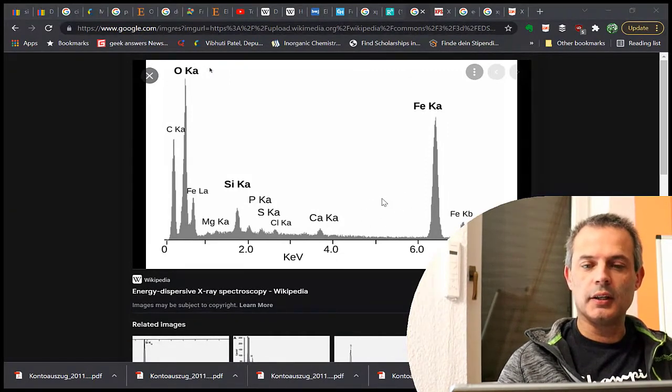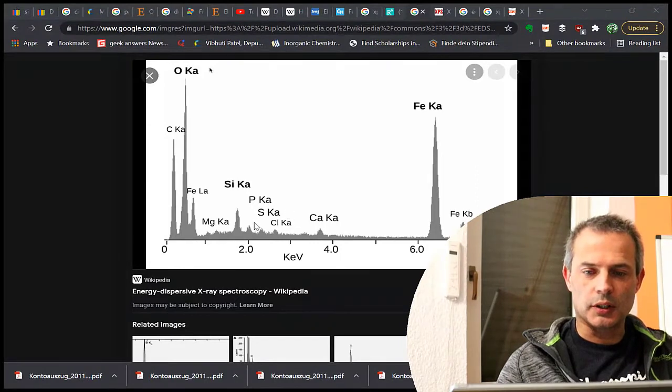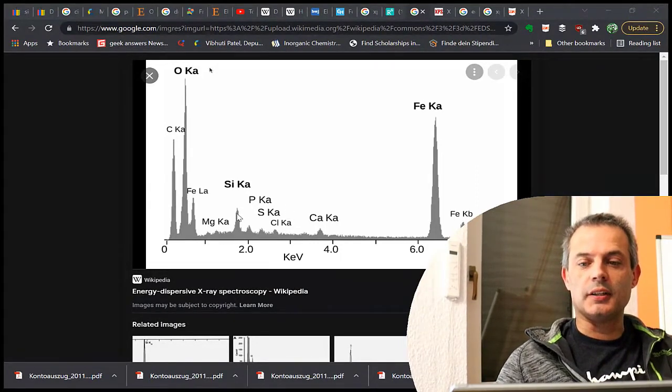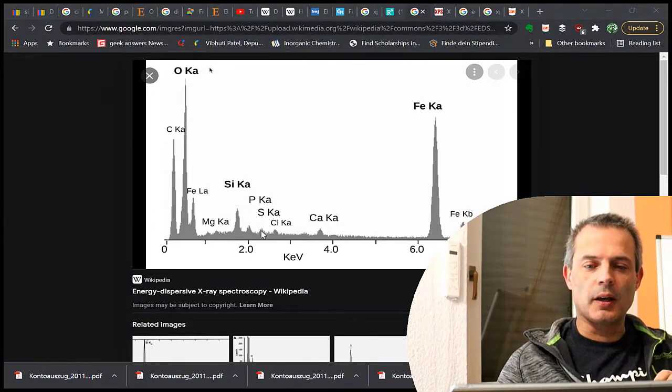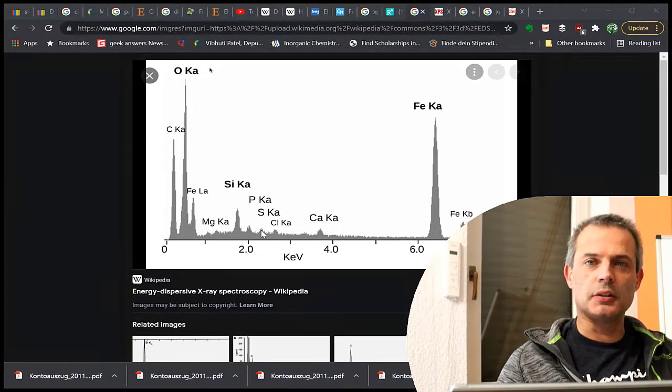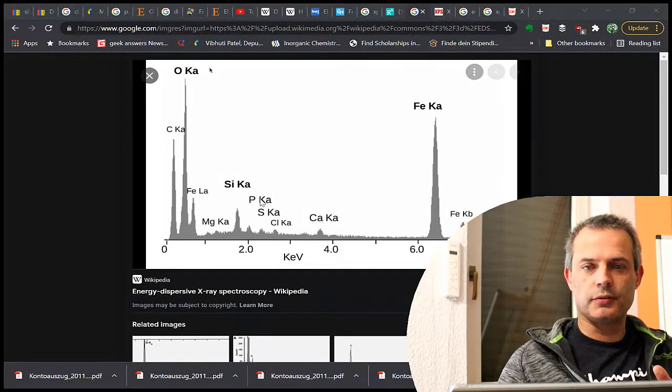The silicon here is nicely away from the other things, so that's easier to measure. And what is also important is that the ratio between the sizes of the peaks is determined by quantum mechanics, and so that is pretty much fixed.